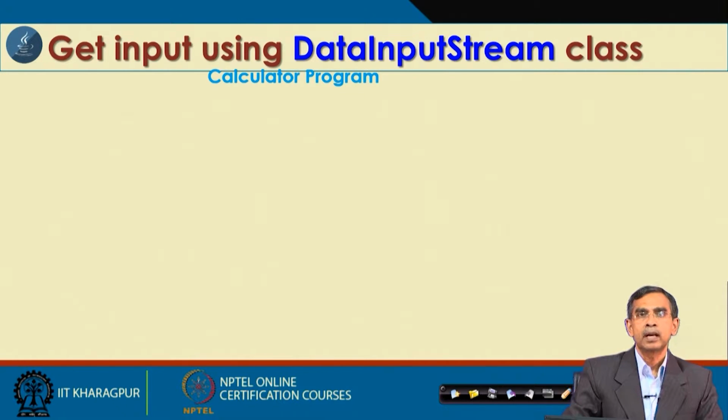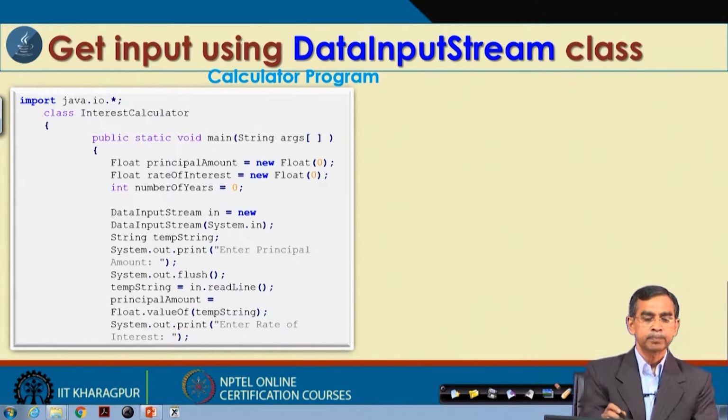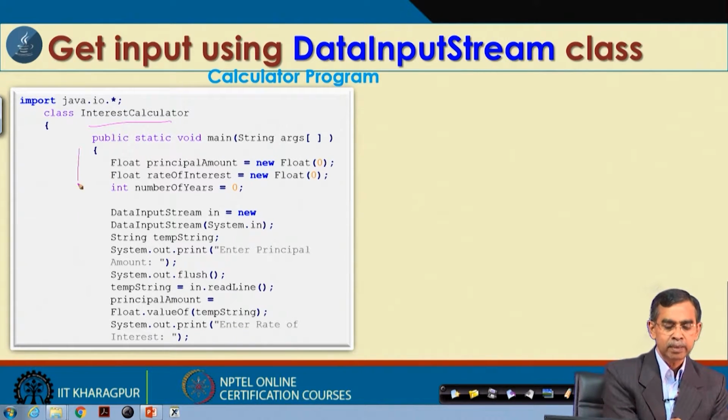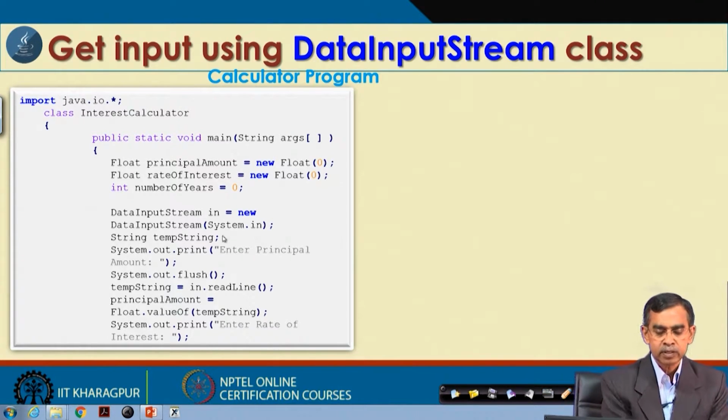Suppose we have a calculator program to calculate something, which will read some value from the input, say the standard input. We are already familiar with this kind of program. We have given the name of the class as InputInterestCalculator. This is the name of the class and this is the method, and the purpose of this program is to read something from the keyboard. The keyboard is identified by System.in.